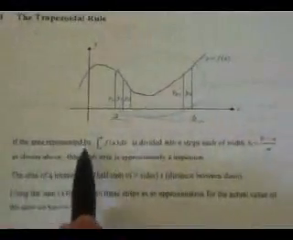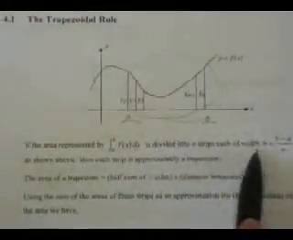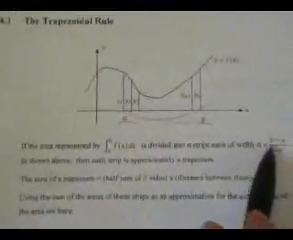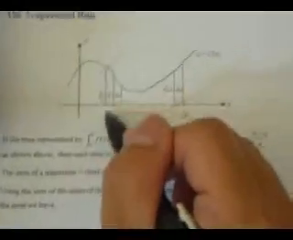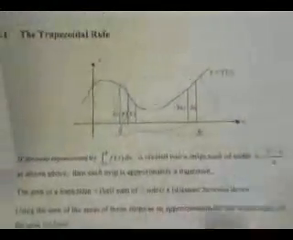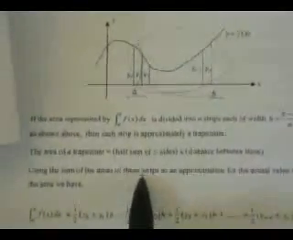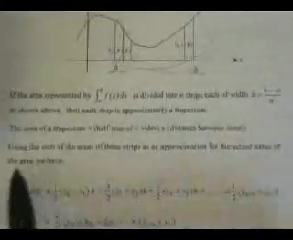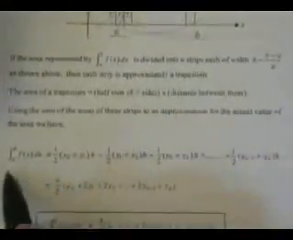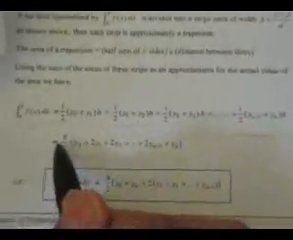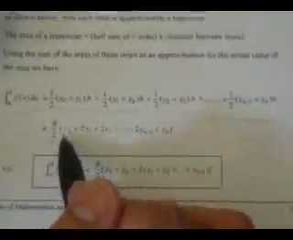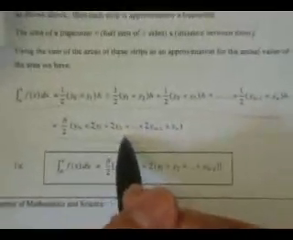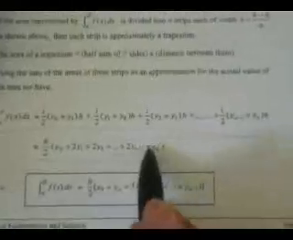Okay, so if the area represented by this is divided into n strips, each of width h equals (b minus a) over n, where n is a positive integer, the area of a trapezium is this. So actually it's divided into a lot of trapeziums. Using the sum of the areas of these strips as an approximation for the actual area, we can form this formula: h over 2 bracket y0 plus 2y1 plus 2y2, and so on, all the way to yn. This is given in the formula book.